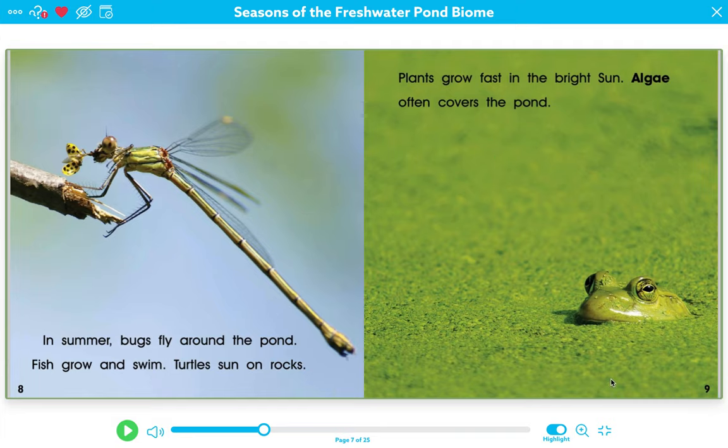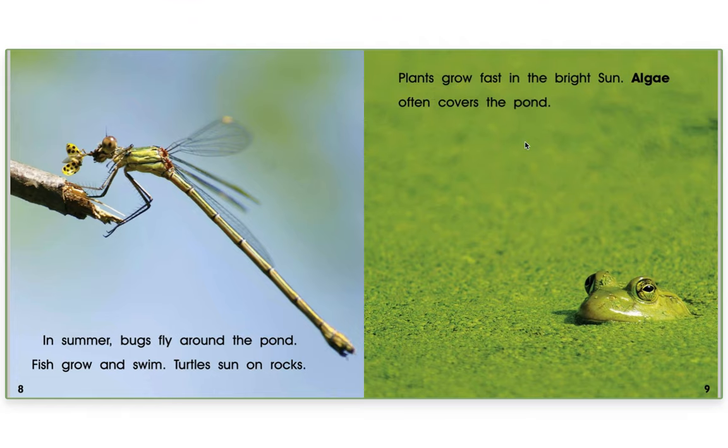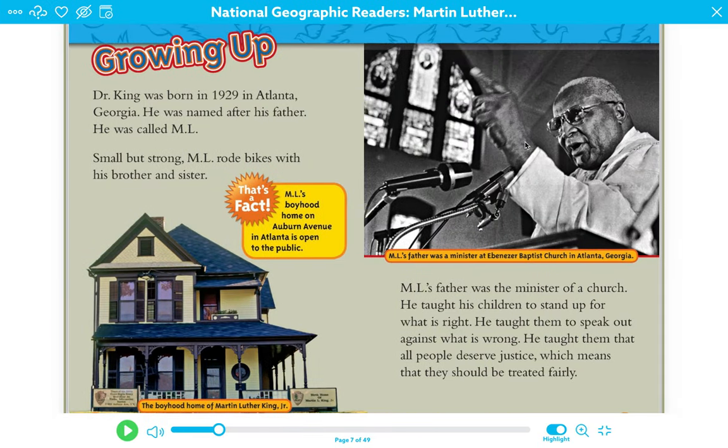This book is about a freshwater pond. This page talks about bugs flying around the pond, and the picture is about bugs. It's related to the text. This picture shows algae in a pond. This page says algae often covers the pond. Without seeing a picture, we might not have really understood what it means for algae to cover the pond.